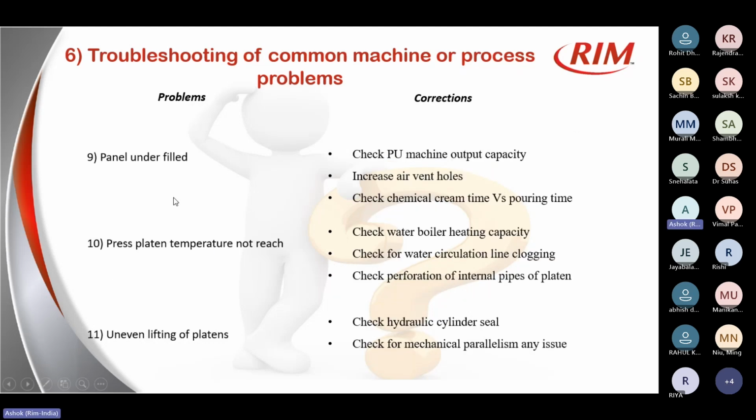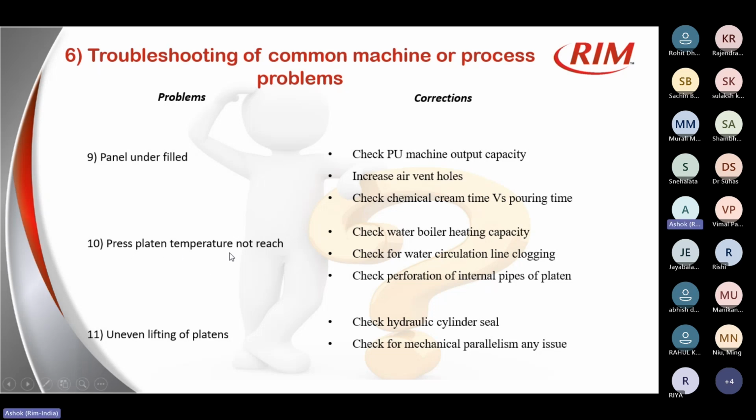Some of the process problems, like the panel is underfilled. If this problem happens, you mainly have to check the PU machine output capacity. If you're producing a too big panel and the machine output is not capable of that, then definitely you will have this issue. Increase the air vent holes, then check chemical cream time versus pouring time.